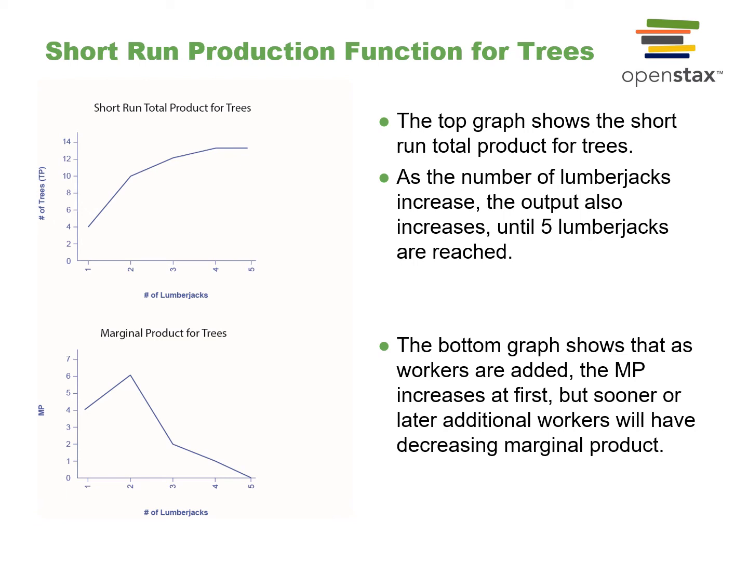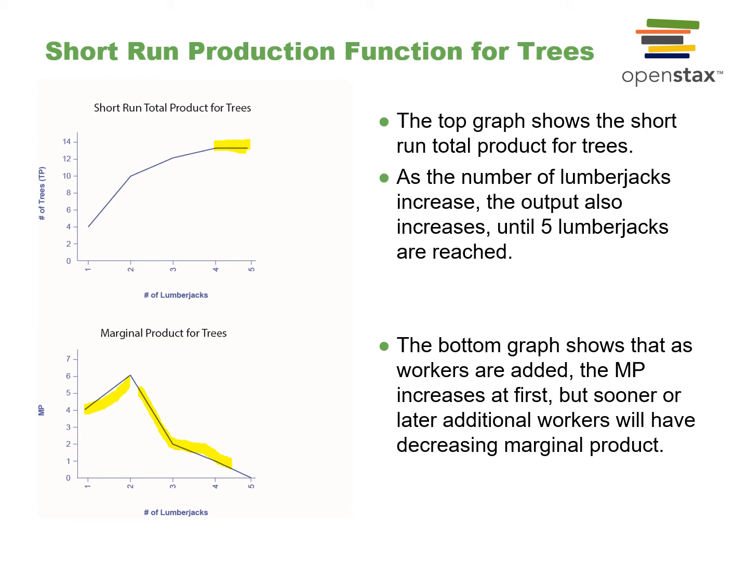So we have the short run production function for trees. The top graph shows the short run total product. And as the number of lumberjacks increases, the output also increases until we hit 5. And you notice there's a leveling off of the curve here. The bottom graph talks about the marginal product for trees. So the bottom graph shows as workers are added, the marginal product increases. And then as workers are added, it decreases rather significantly.